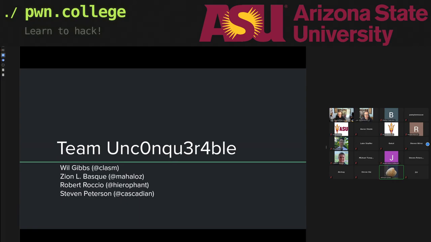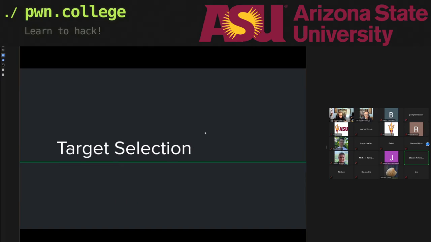Can we all see my screen? Yep, looks good. Perfect. Awesome. So we are Team Unconquerable, consisting of Will Gibbs, Zion Bask, Robert Rocchio, and myself, Stephen Peterson. We spent the majority of the time that we had this semester looking at a Gameboy emulator and trying to find exploits for that. So we'll talk about that. Starting with target selection. This is the process we used to dial down what we wanted to spend our time looking at and the parameters we used for that.